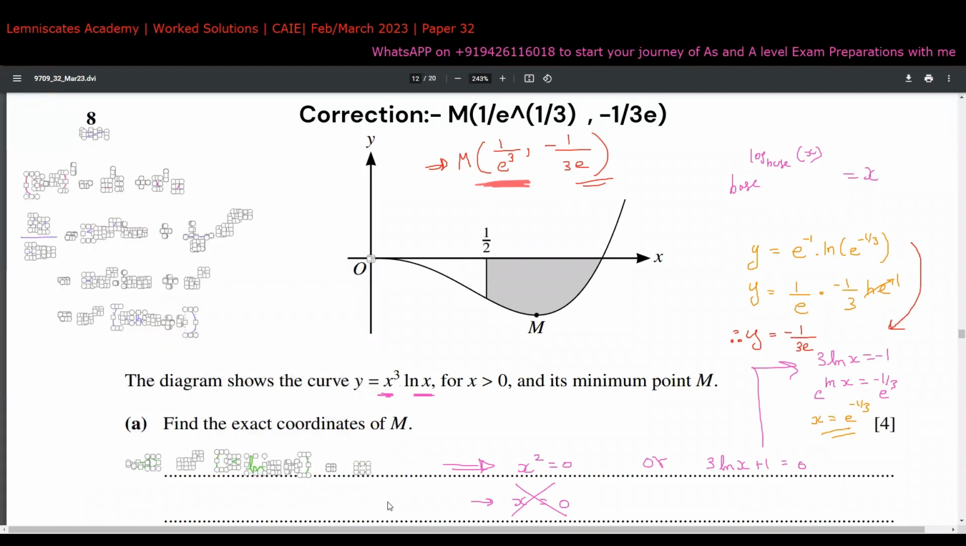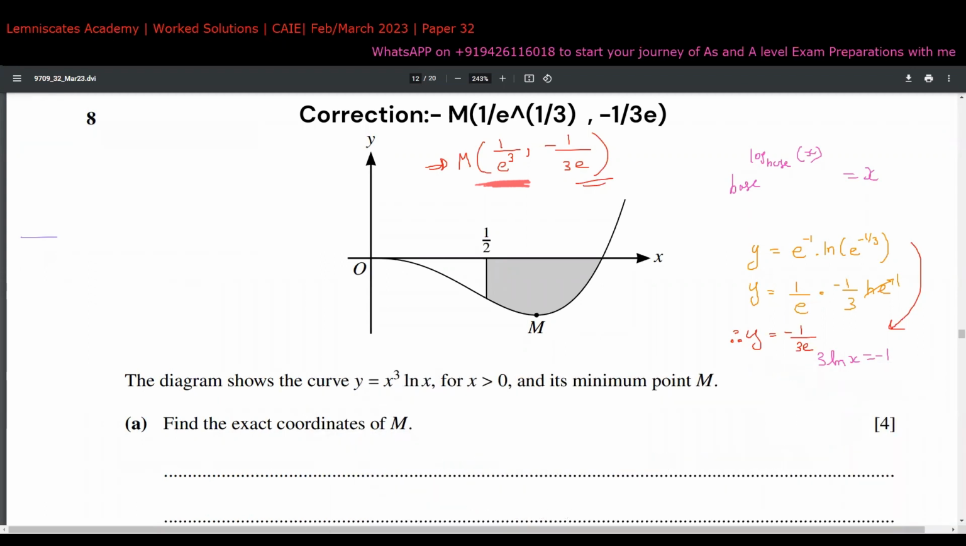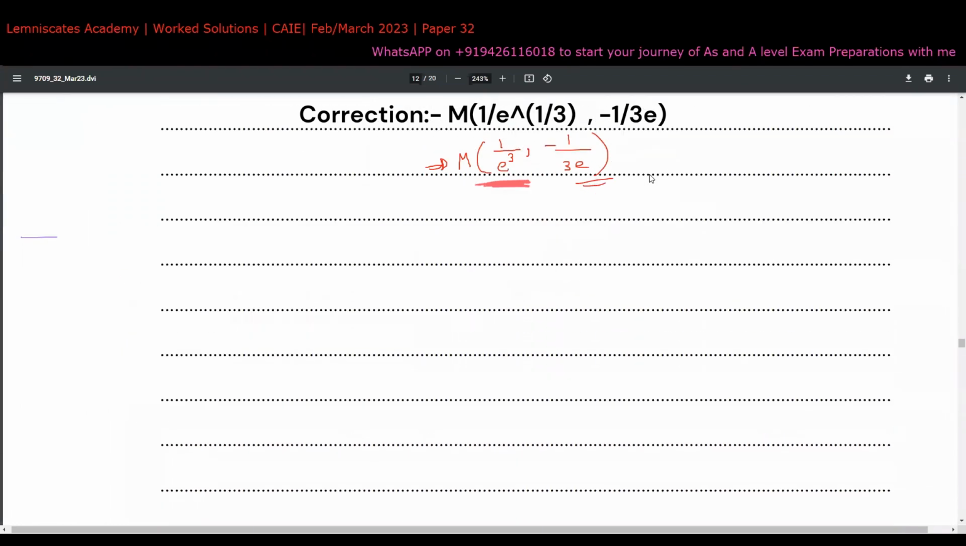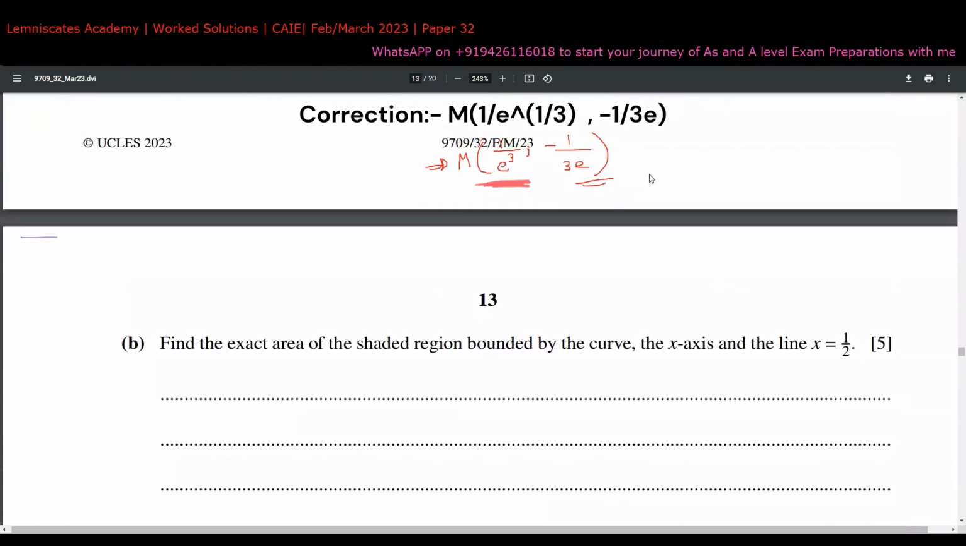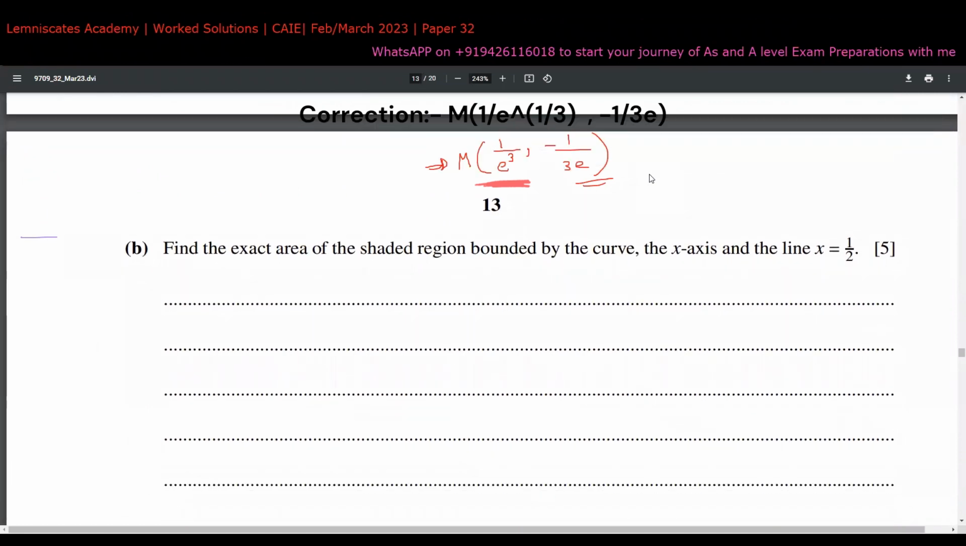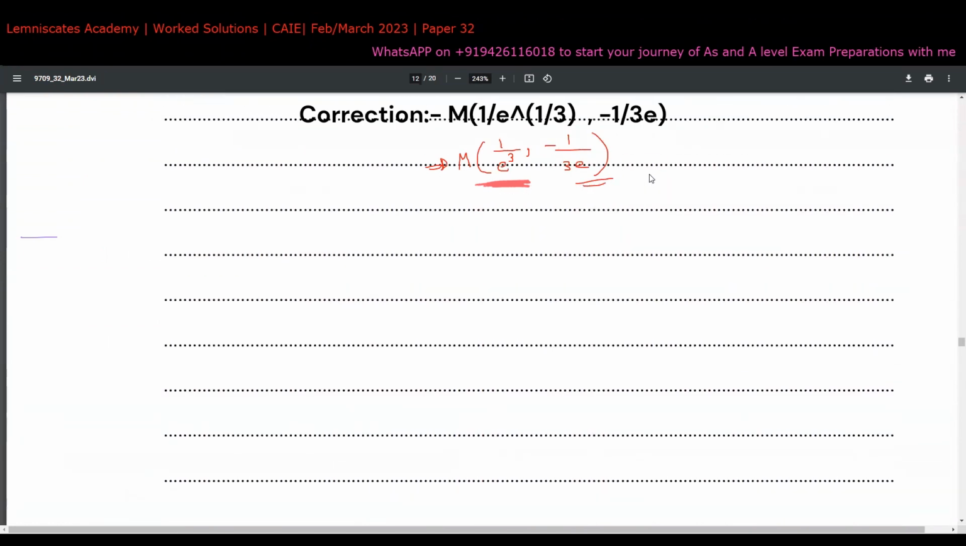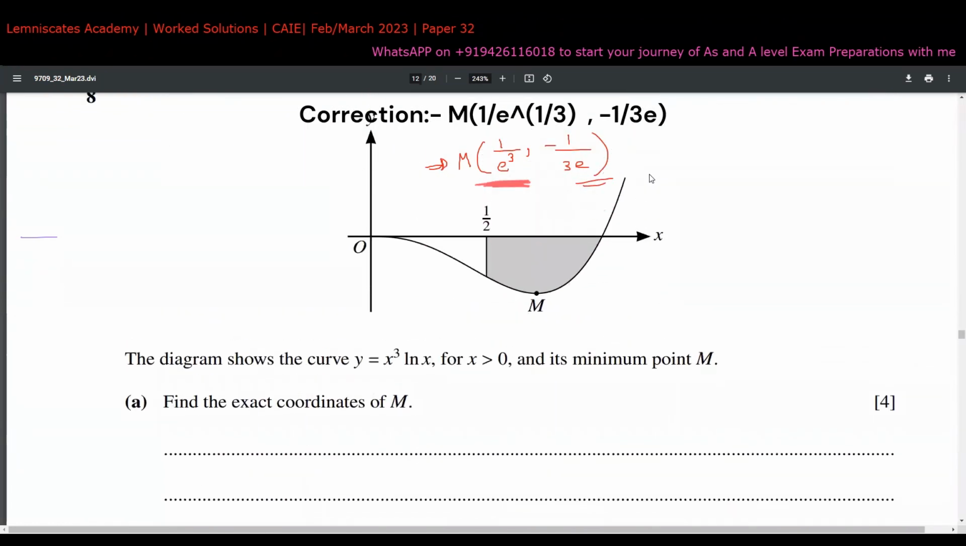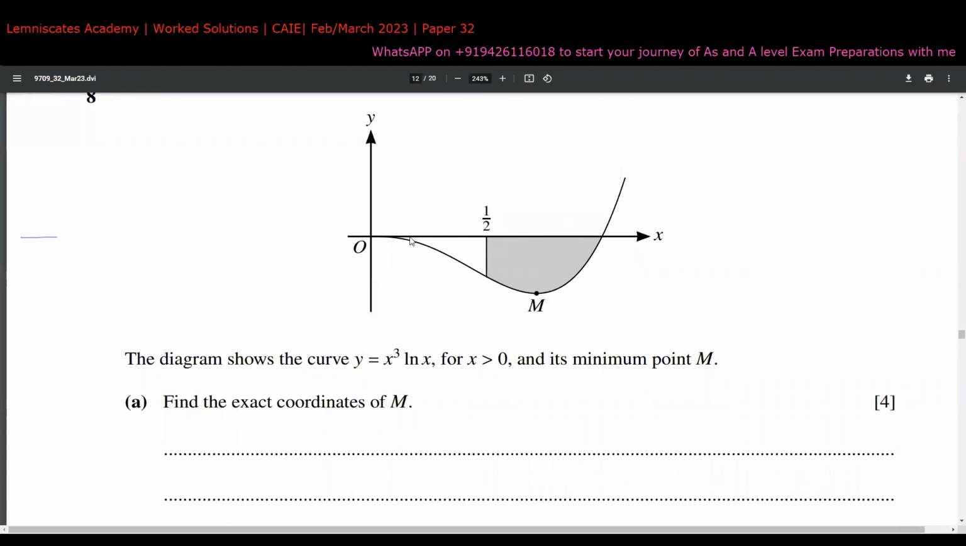And now it's time to move ahead and let's see what part B is holding for us. Okay, so let me scroll down. I guess it must be about checking if it's minimum or maximum. Oh, okay, never mind. They're asking us to find the exact area of the shaded region bounded by the curve and the x-axis and the line x equals to half. So I don't think M has any kind of task over here, so we can get rid of that as well. So this is bounded by the x-axis, this is bounded by the curve, and x equals to half. So that's the shaded area. Basically, that's what we are asked to find.